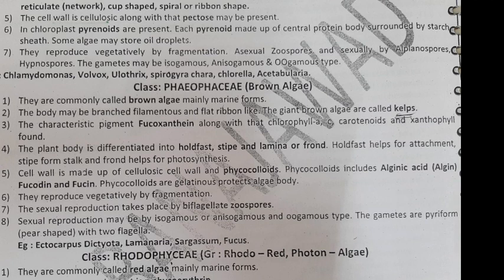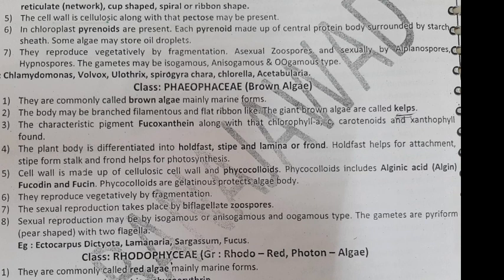Okay. Next, the gametes are pyriform, pear shaped. Okay. Pyriform means pear shaped with flagella. The gametes produced by the Phaeophyceae members are biflagellate. Two flagella, the word bi means two flagella are present in the Phaeophyceae.